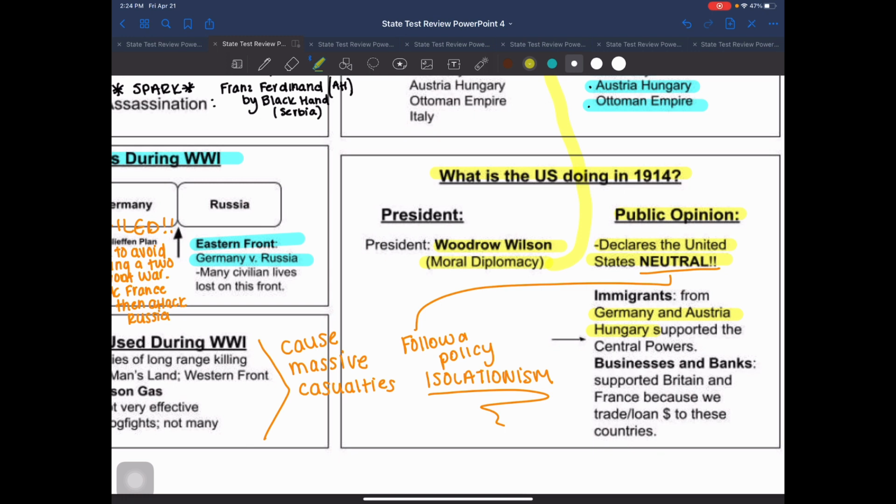To be honest with you, one of the biggest reasons, and I'm going to highlight it here, is that a lot of our businesses and our banks, the things that our economy thrives off of, supported two countries in the Allied Powers, Britain and France, because we do a lot of business with them. It's selfish. We also are a little bit more closely tied to their culture and their forms of government than we would be with the Central Powers.